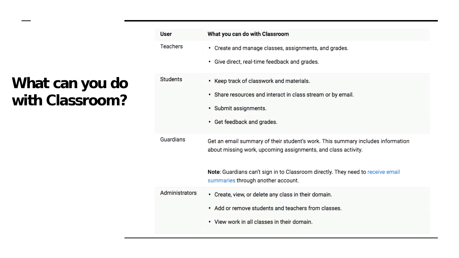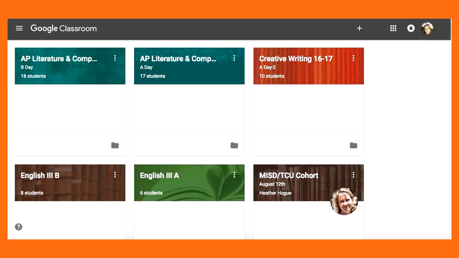I want to show you guys what it looks like. So this is the page that I used last year. These are all the different classes. And as you can see, we have an A-B block schedule, so I had one class for each block. For my English 3 and then for my AP Lit, and then I have my one section of creative writing. This is actually a staff development Google Classroom. So we did a really cool cohort group with TCU. We did some collaboration there, and so we have a class there that we've used as well.